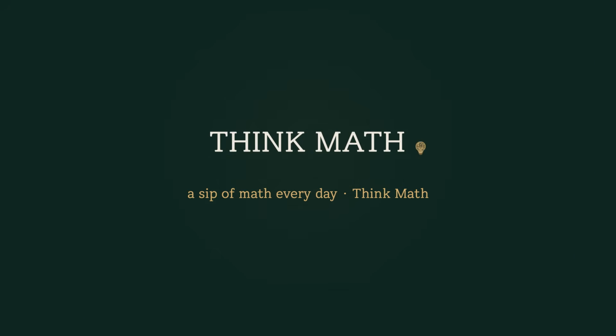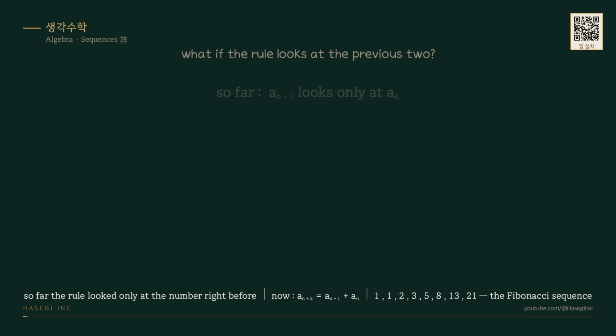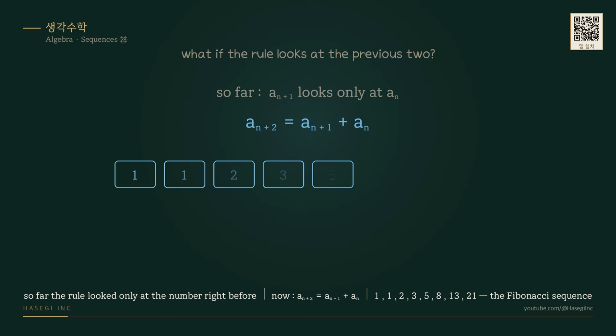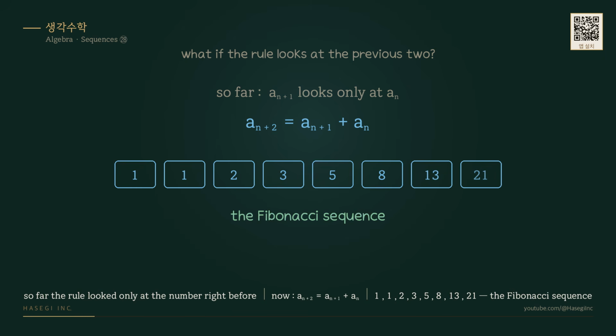Think math. So far, every rule looked only at the number right before. What happens if it looks at the previous two together? Each next number is the sum of the two before it. Starting from 1 and 1, you get 1, 1, 2, 3, 5, 8, 13, 21. The Fibonacci sequence. What changes just because the rule looks at 2?